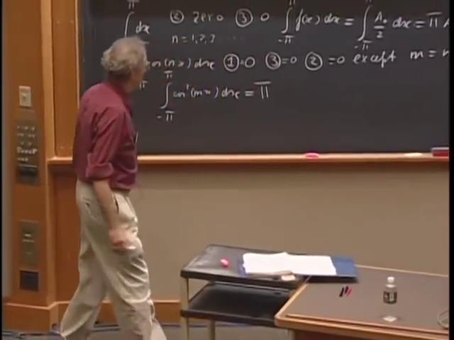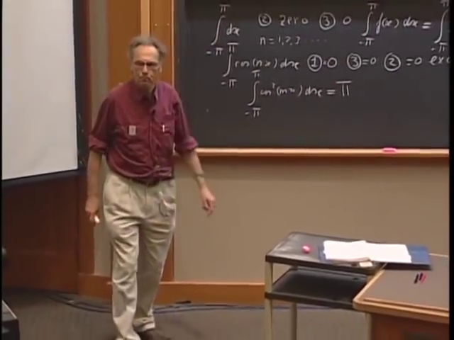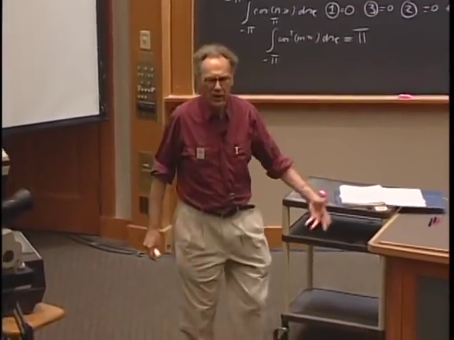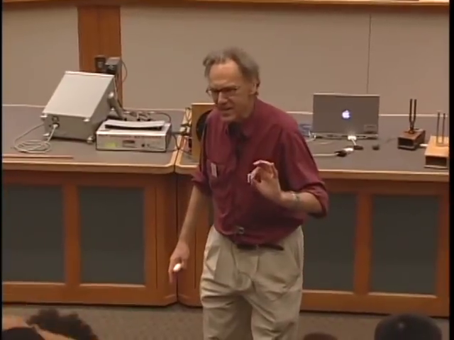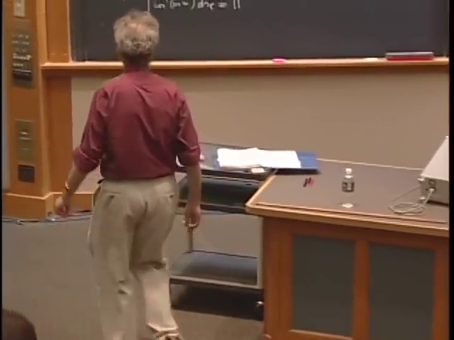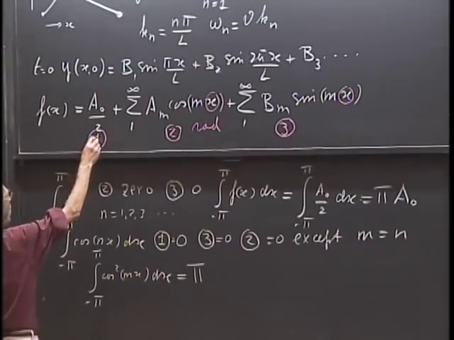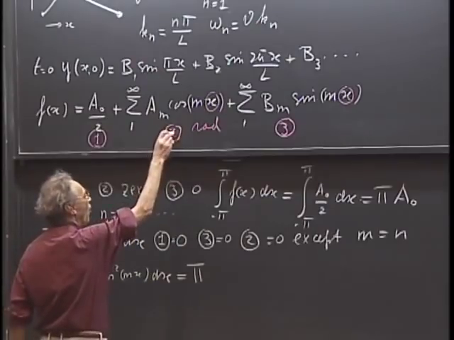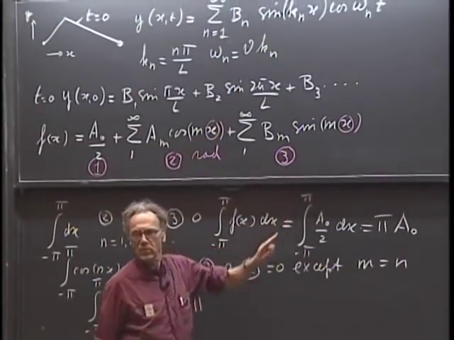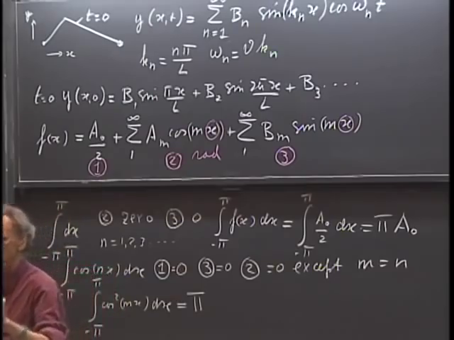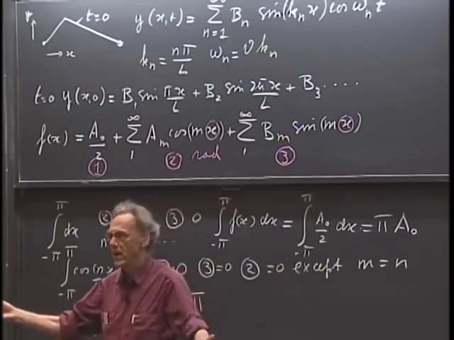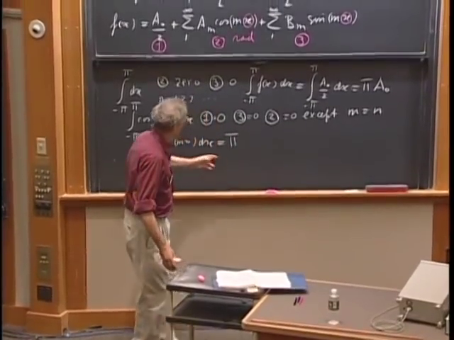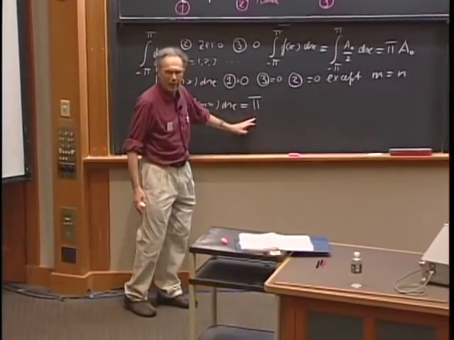It's now clear what you're going to do to find the values for b. You're now going to integrate both sides of the equation between minus pi and plus pi times the sine of n x dx. And when you do that, you will see exactly the same that you had here. This will always be 0. This will now always be 0. And this will always be 0, except when m is n. Then you get here the sine square, and the integral of the sine square will be pi, just like the integral here of the cosine square was pi.